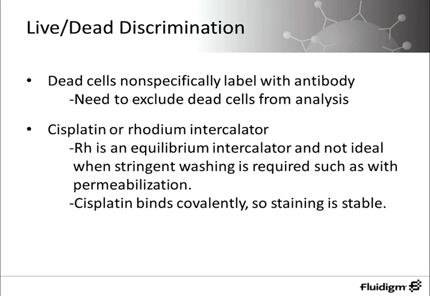Rhodium is actually an equilibrium intercalator that binds to nucleic acid, so it might not be ideal when you need to do stringent washings, like after a permeabilization step. Cisplatin, on the other hand, binds covalently, and so you have nice, stable staining over time, even if you don't run your cells the same day that they're stained.